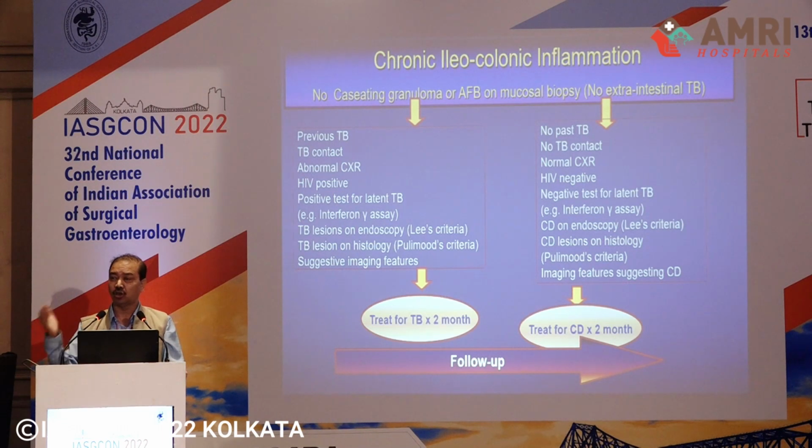Crohn's granuloma is non-confluent granuloma, discrete granuloma, granuloma less than 5 microns in size, and non-caseating granuloma. And now you consider, maybe I'm 60 to 70% right that I'm dealing with tuberculosis, give ATT. But you cannot be 100% sure this is TB. On the other hand, if there is no past TB, no TB contact, normal chest X-ray, HIV negative, negative TB test, CD on endoscopy such as cobblestoning, which is called Lee criteria, CD lesion on histology, I told you the Pulimood criteria, give CD therapy on the first go.